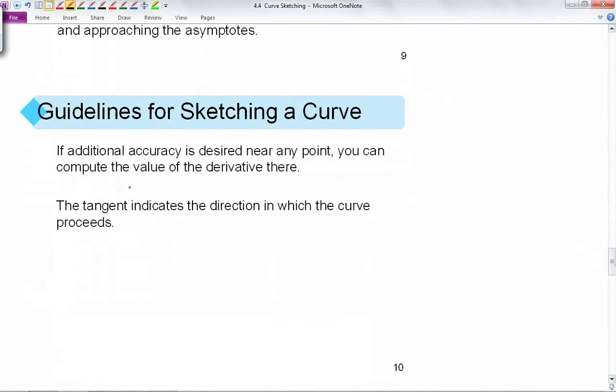Okay, if we still don't have enough information to get a reasonably accurate idea of the shape of the graph, we can plot more points. Simply plug in more x values into our function to get more points. Or we can look at the value of a derivative at any point if we want to see how sharply the graph is rising or falling at that point. We can look at the value of the derivative because that tells us the slope of the tangent.